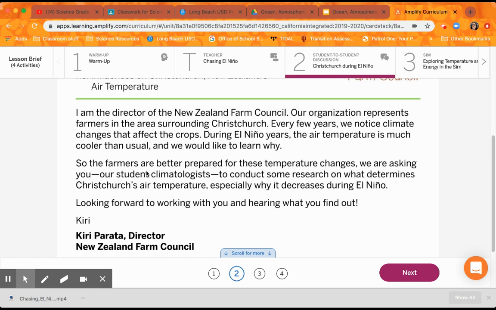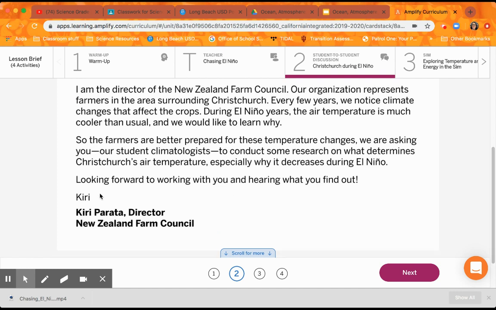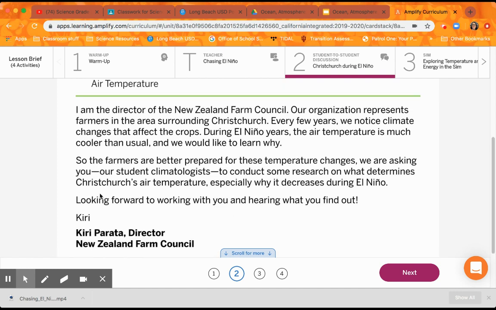So the farmers are better prepared for these temperature changes. We are asking you, our student climatologist, to conduct some research on what determines Christchurch's air temperature, especially why it decreases during El Nino. Looking forward to working with you and hearing what you find out. Kiri. Okay, well, we have some work that we need to do.